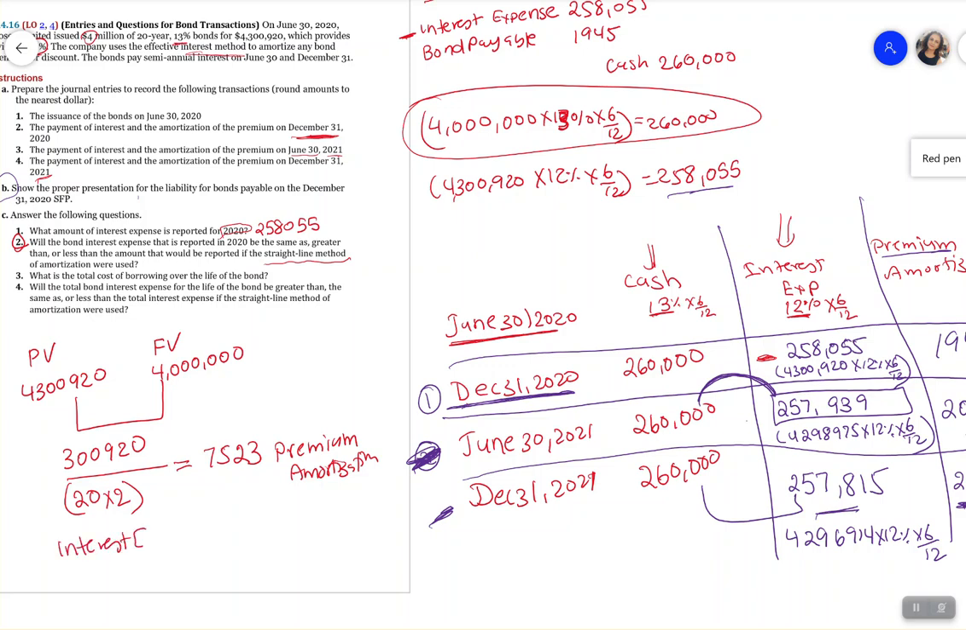So I have an interest expense. I have a bond payable. In this case, we know our bond payable is 7523. The cash we paid was 260,000. That is calculated using the face value of the bond. In this case, the difference between the two will be 252,477. So what the question is asking, will the bond interest expense reported in 2020 be the same?